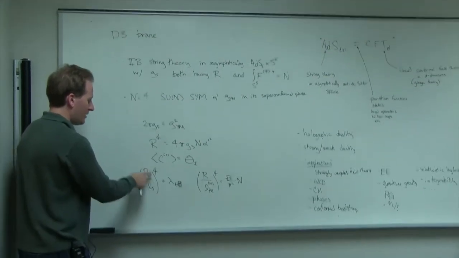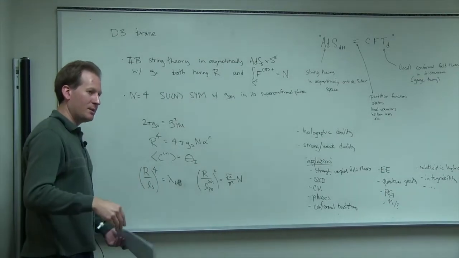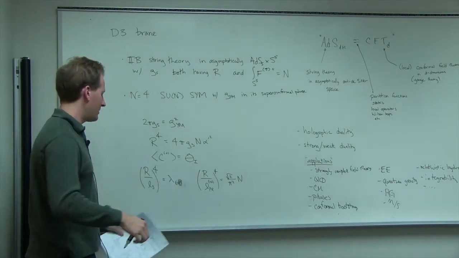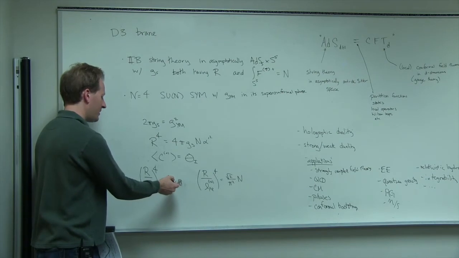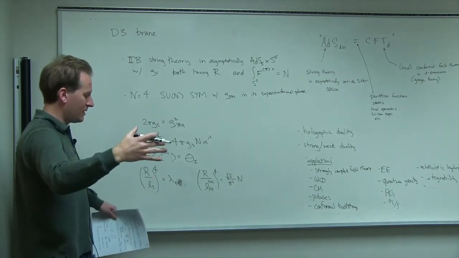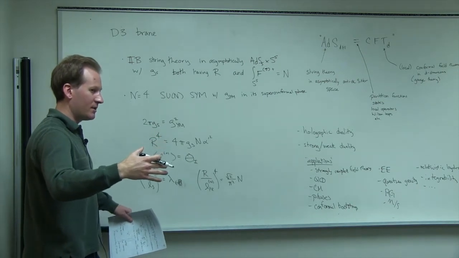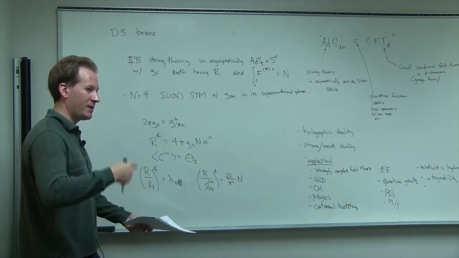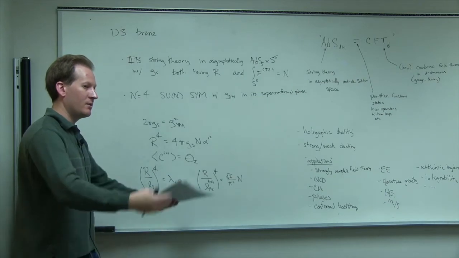So the alpha prime corrections that I was mentioning, that expansion is controlled by the 't Hooft coupling. And when the 't Hooft coupling is large, that means the size of the spacetime is large compared to the string scale. And then I can forget about all these higher modes of the string, and I can just do supergravity.